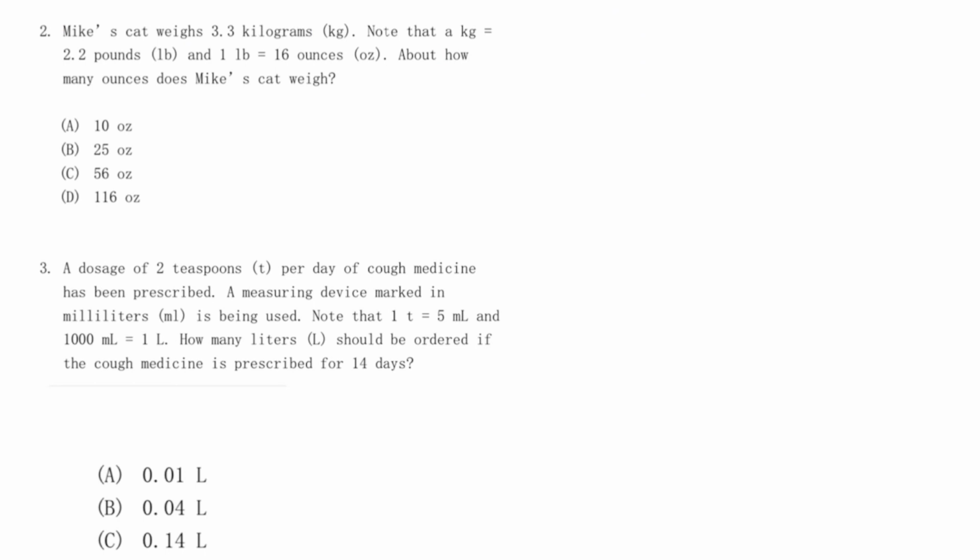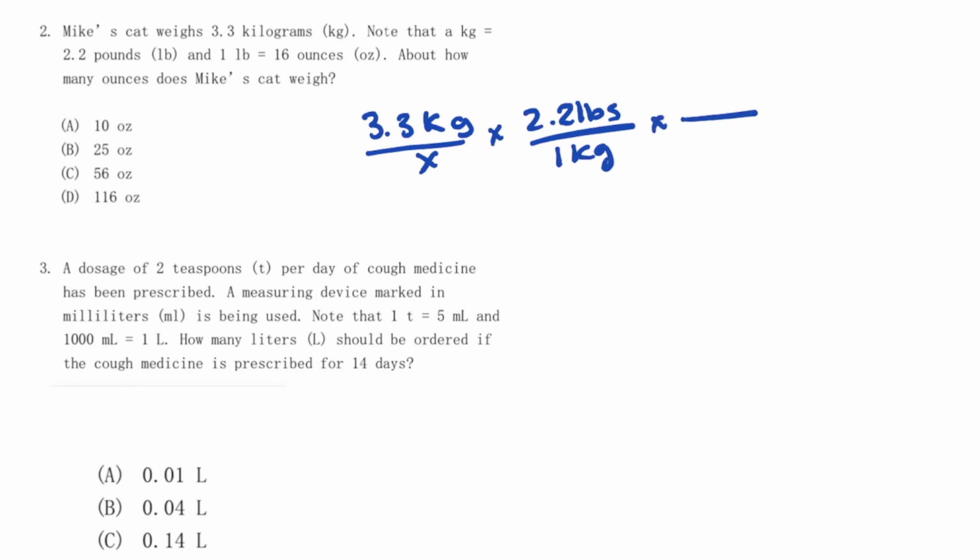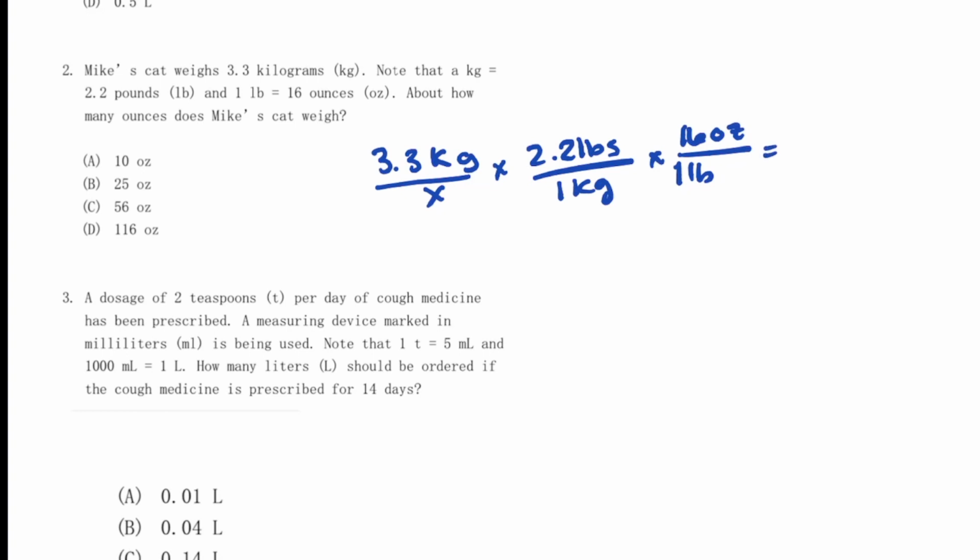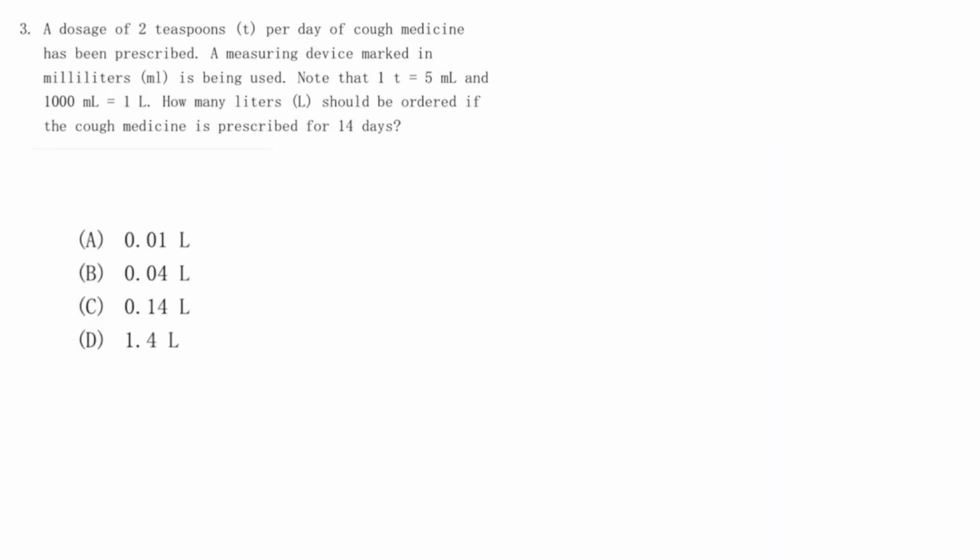All right, next problem. Mike's cat weighs 3.3 kilograms. Note that a kilogram is 2.2 pounds and 1 pound is 16 ounces. How many ounces does Mike's cat weigh? So again, we're going to set it up the same way. 3.3 kilograms over, we don't know, we're trying to figure it out, times 2.2 pounds over 1 kilogram times 16 ounces over 1 pound. And now we are just going to multiply across, and we're going to get 116 ounces.